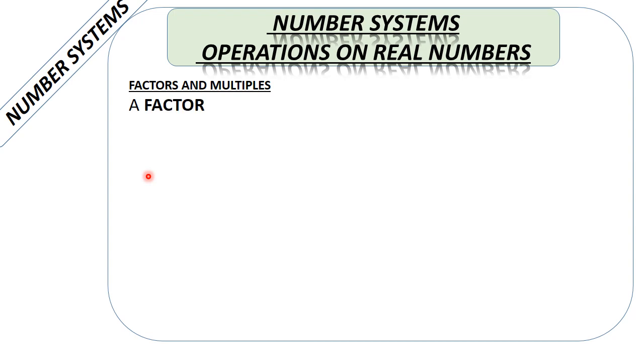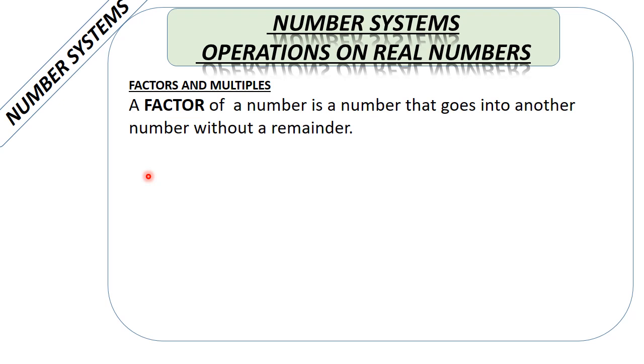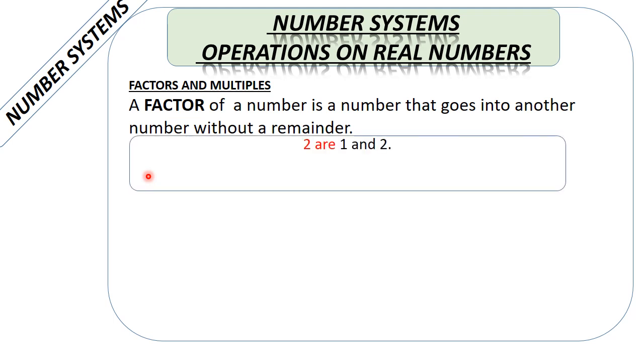A factor of a number is a number that goes into another number without a remainder. To go into another number, what I mean is, if you have a number and you divide it by the second number, then there shouldn't be a remainder. Examples are these. Factors of 2 are 1 and 2. Why? Because 1 goes into 2 without a remainder, and 2 goes into 2 without a remainder. If you say 2 divided by 1, you get 2, remainder 0. 2 divided by 2, you get 1, remainder 0. So this means that 1 and 2 go into 2 without a remainder. So 1 and 2 are factors of 2.